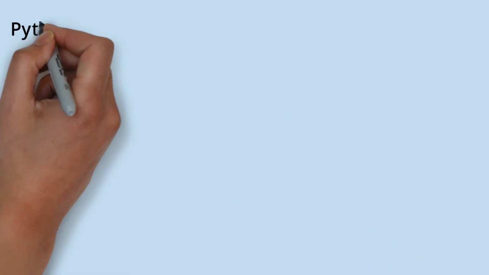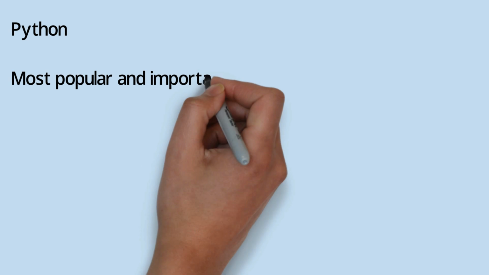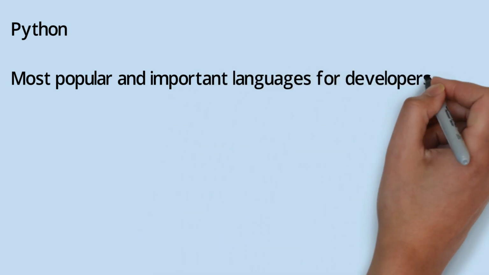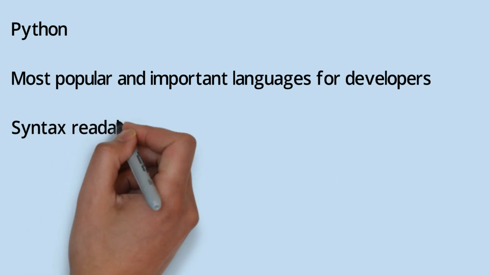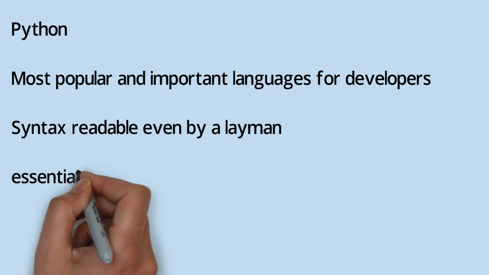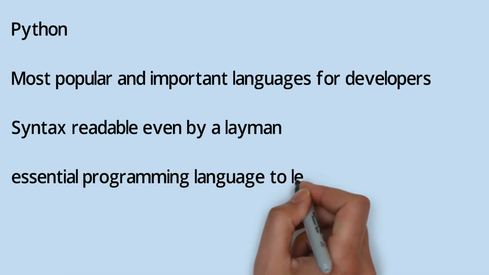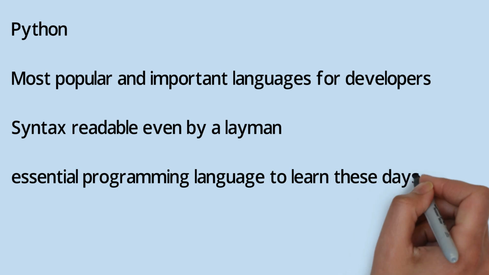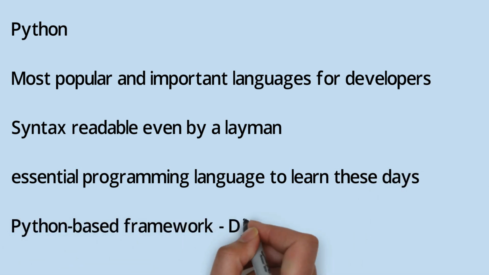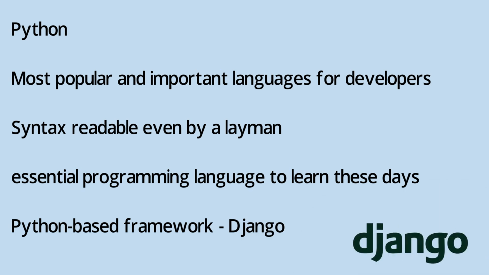Python. Python has emerged as one of the most popular and important languages for developers. The syntax of Python is the easiest to read by humans. Python's growing popularity has made it an essential programming language to learn these days. It is an apt programming language to learn even for non-programmers because of its easy syntax. A web framework, Django, based on Python is highly used for both front-end and back-end development.